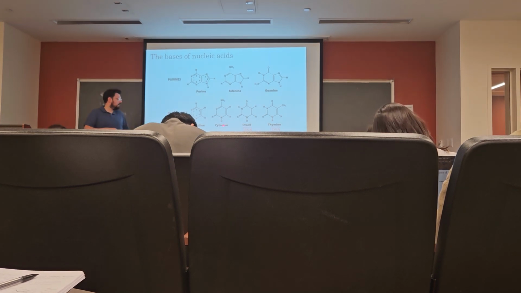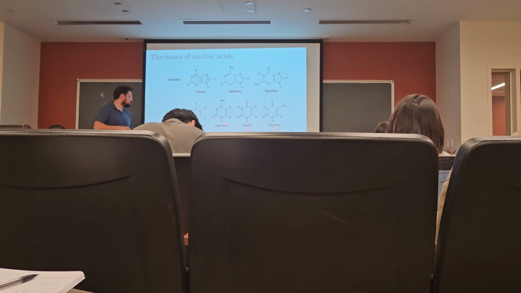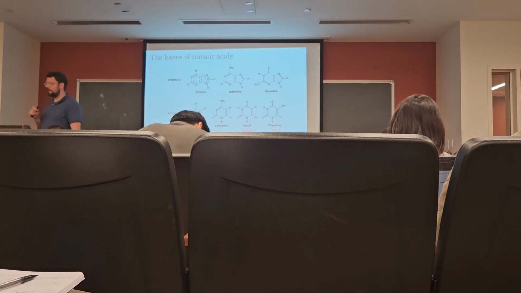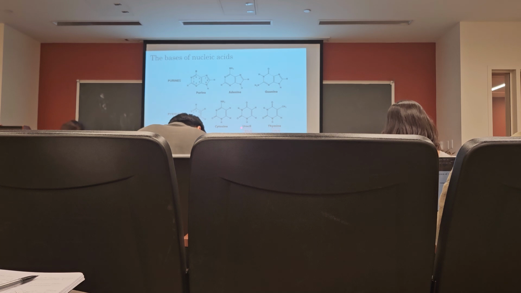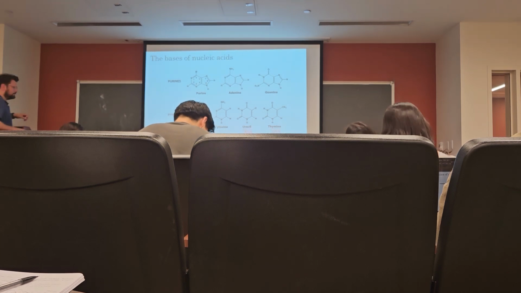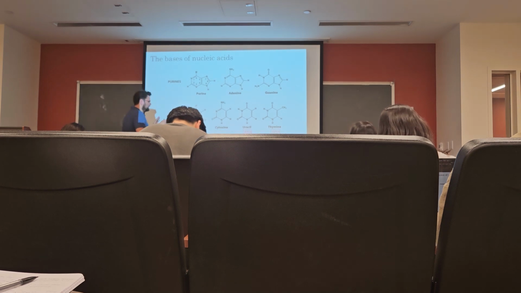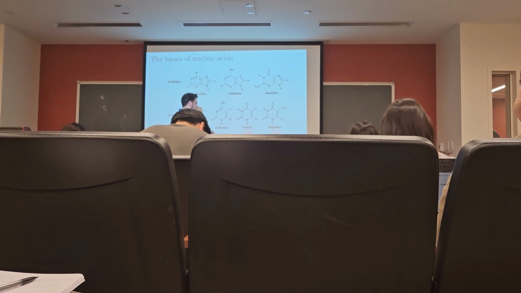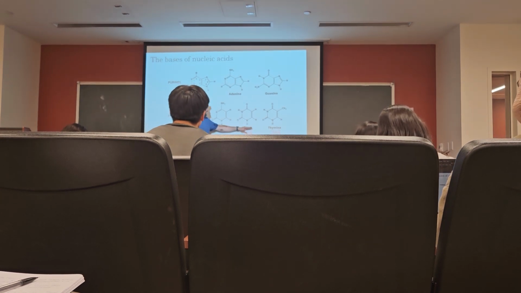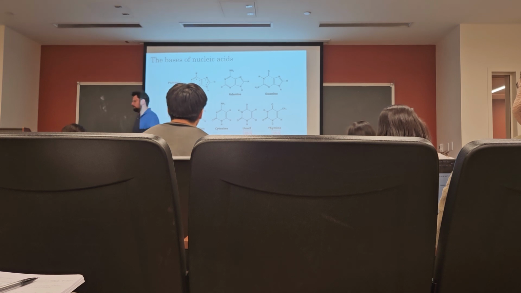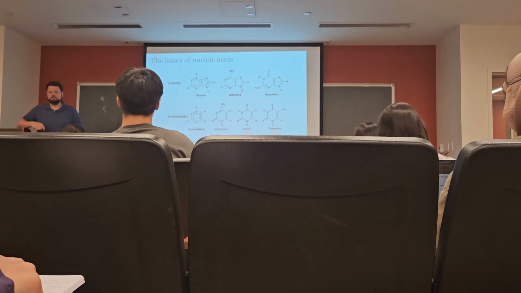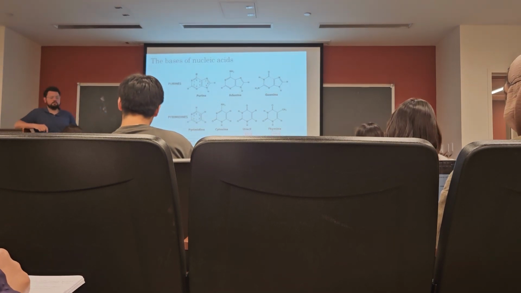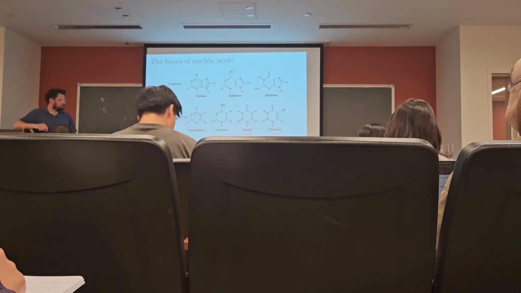Our pyrimidines are cytosine, uracil, and thymine. Cytosine, again, we find in both DNA and RNA, but uracil and thymine are unique. Uracil we only find in RNA, and thymine we only find in DNA. Now, we'll revisit this again later in the semester, but what's the difference between uracil and thymine? The thymine just has this methyl group here.